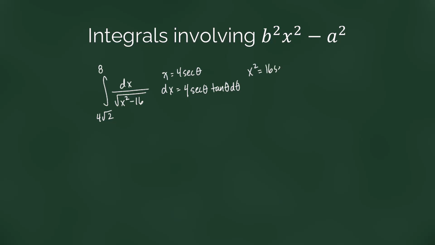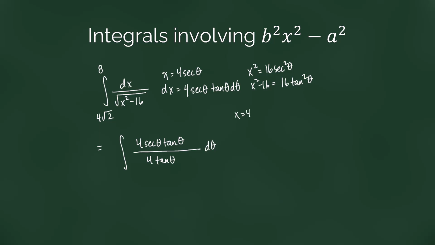Squaring x gives us 16 secant squared theta, which means that x squared minus 16 is 16 secant squared theta minus 16, which becomes 16 times the tangent squared of theta. We'll need to momentarily change our limits, but for now we'll rewrite this as the antiderivative of 4 secant theta tangent theta over 4 tangent theta times d theta. Notice we took the square root of 16 tangent squared for the bottom.